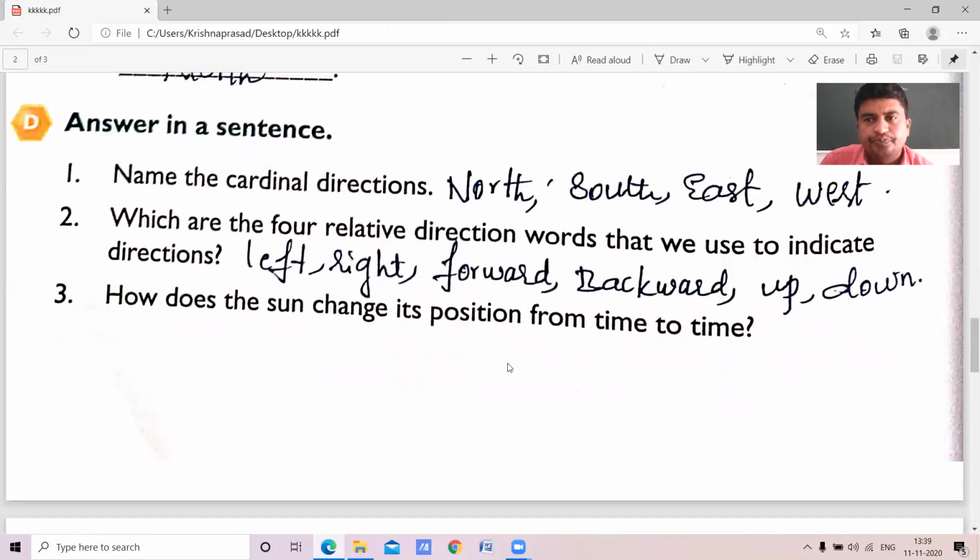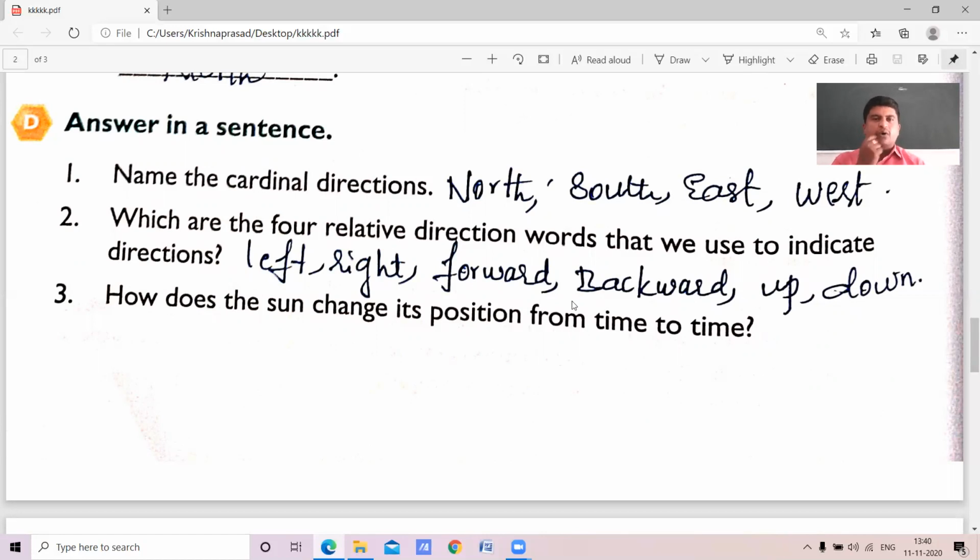Question number 2. Which are the 4 relative direction words that we use to indicate directions? The first one is left. Second one is right. Third one is forward. Fourth one is backward. Fifth one is up and down. These are called relative directions. Four relative directions, right? Pick up any 4.